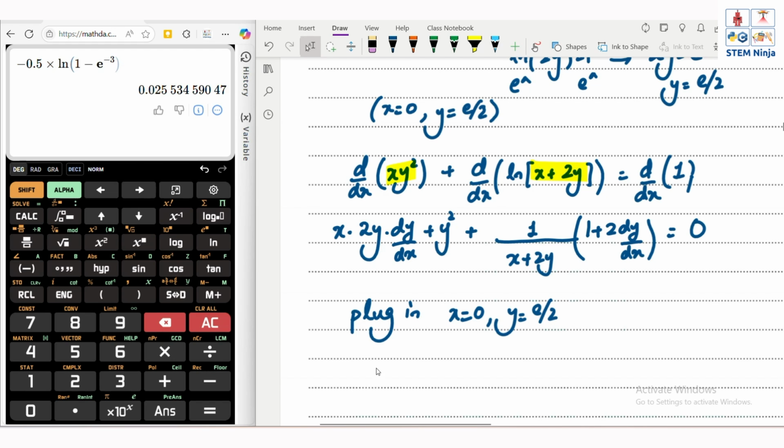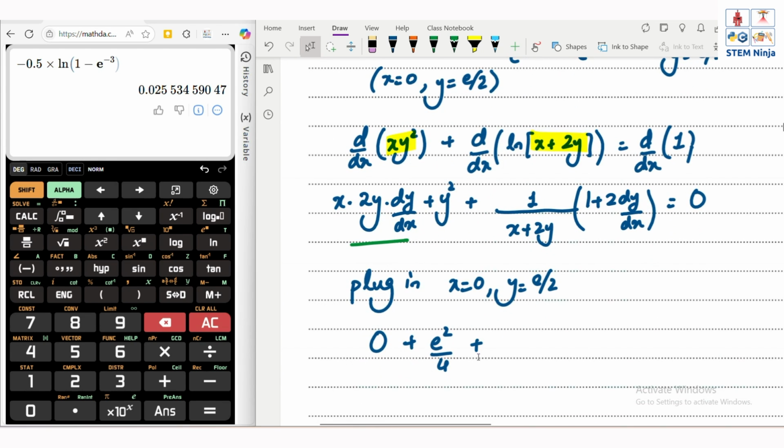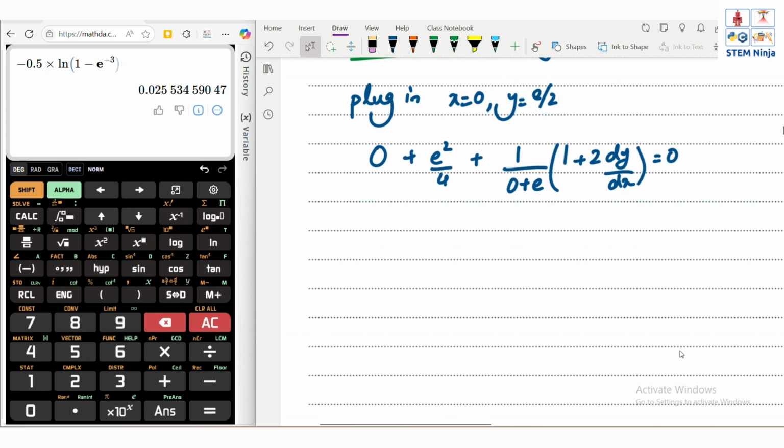So we get this entire term would be 0 plus y squared is e squared over 4 plus 0 plus 2y, so 1 plus 0 plus e times by 1 plus 2 dy by dx equals 0. Now we rearrange and make dy by dx the subject.